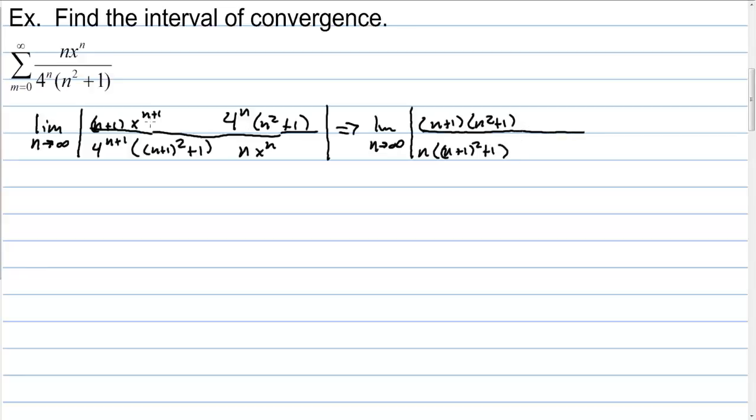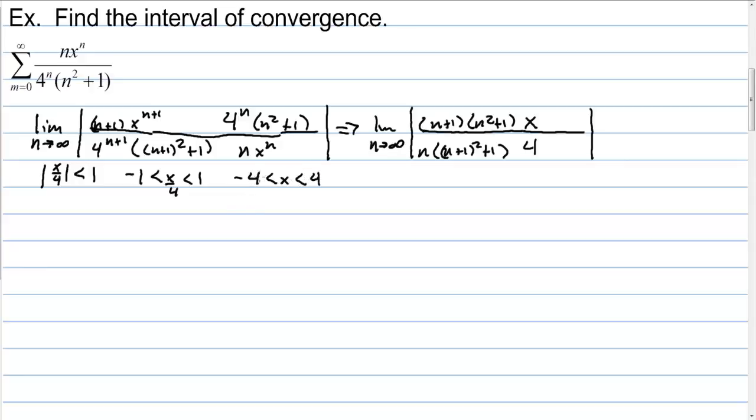Let's take care of the rest. We have an extra x on top, so there's an extra x up there. And then we have an extra 4 in the denominator. When we take the limit, we're going to get the absolute value of x over 4. That has to be less than 1. So negative 1 is less than x over 4 is less than 1. And then we get negative 4 is less than x is less than 4 when we multiply.